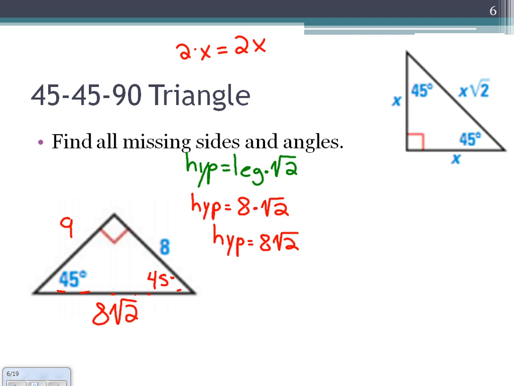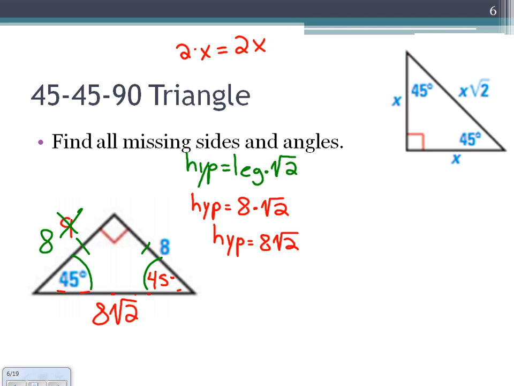Remember, if the 2 angles are both equal, then the 2 sides must also be equal. So therefore, 9 would not be correct. And in fact, what does the side have to be? 8. Okay? So for a 45, 45, 90, you're always going to have 2 legs that are equal. And then your hypotenuse is going to be times the square root of 2.